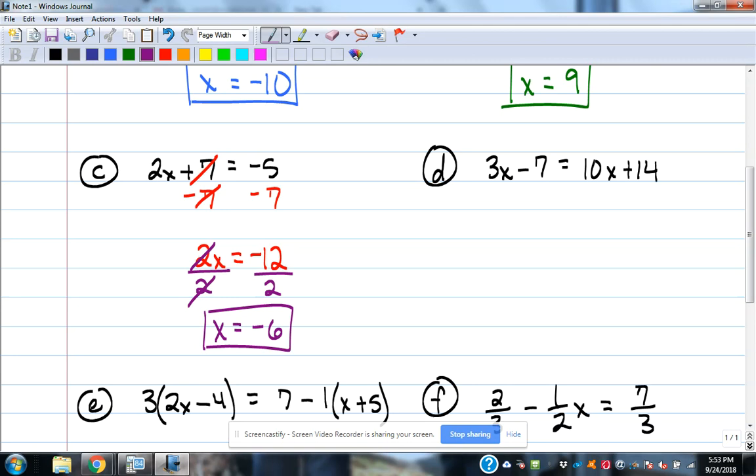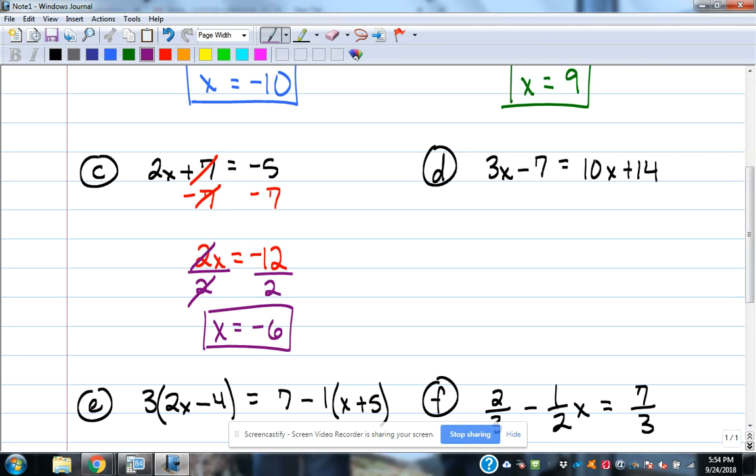Okay? All right. Example D, we kind of step it up a little bit. We've got variable on both sides of the equation and plain numbers on both sides. And so we've got to make a choice as to what to do. It doesn't matter what choice you make for the first step, but your choice for step one is going to affect your choice for step two.